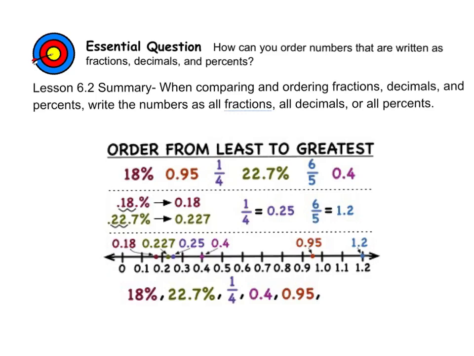This video reviews Big Ideas, Lesson 6.2. The essential question is, how can you order numbers that are written as fractions, decimals, and percents?